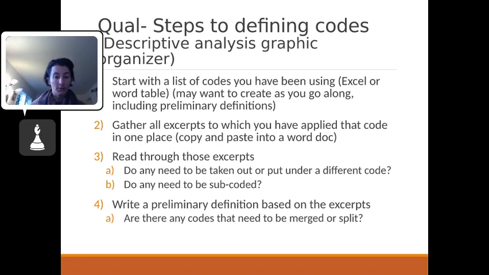Once you have your list of codes set up, you will want to gather all the excerpts to which you've applied that code in one place. There are a few ways to do that. Most commonly, you can just copy and paste those excerpts into a Word doc so that they're all together, or into an Excel sheet.